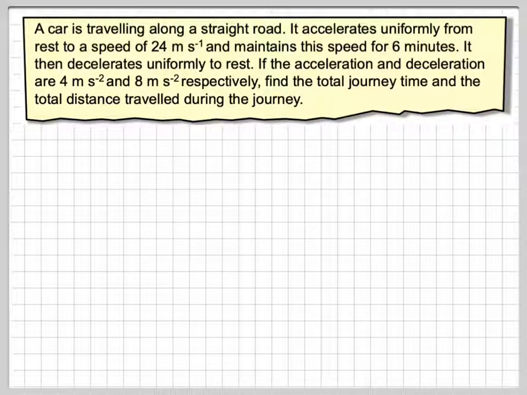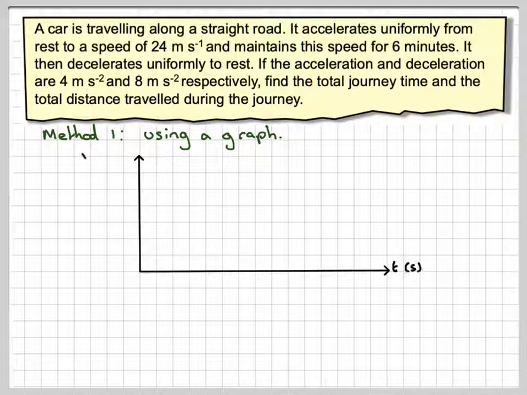So we're going to do this question two ways. Method one, we're just going to use a graph. So if we draw a set of axes, time and meters per second, and this is just a rough graph, so it's not an accurate graph.